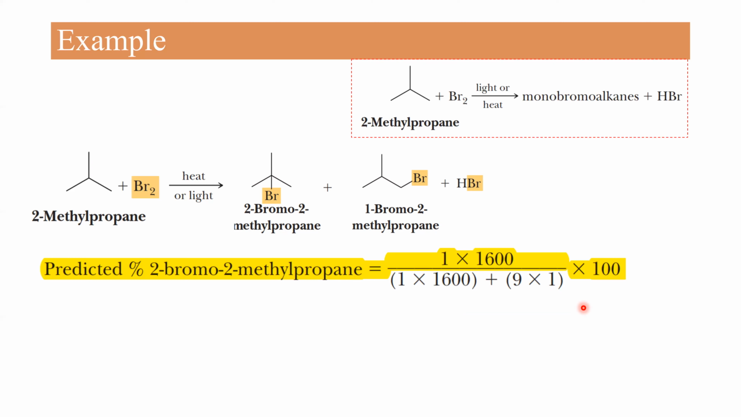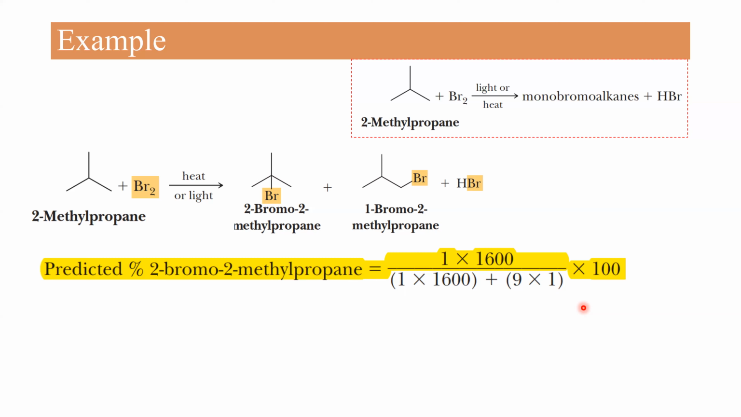And this is all about regioselectivity: its concept, and the factors which are influencing it. We have seen how we can predict the percentage of the product when the alkane is subjected to chlorination or bromination, and we are getting the monohalogenated products, right?